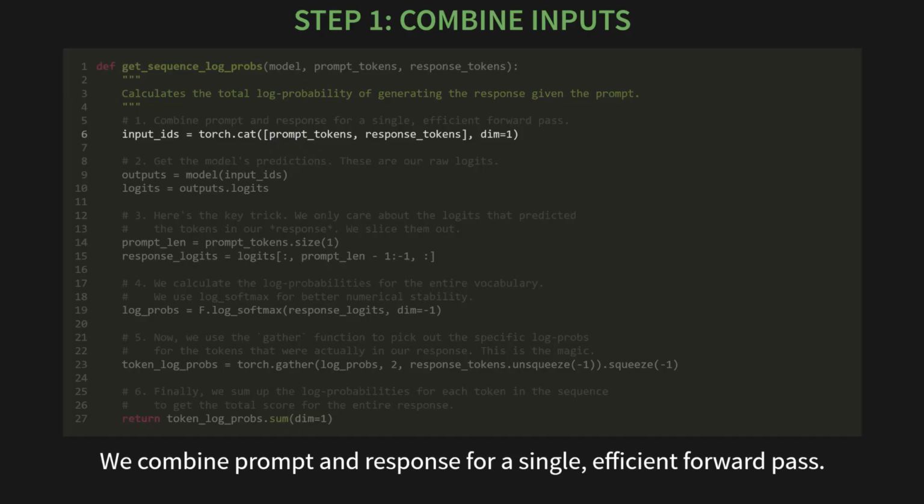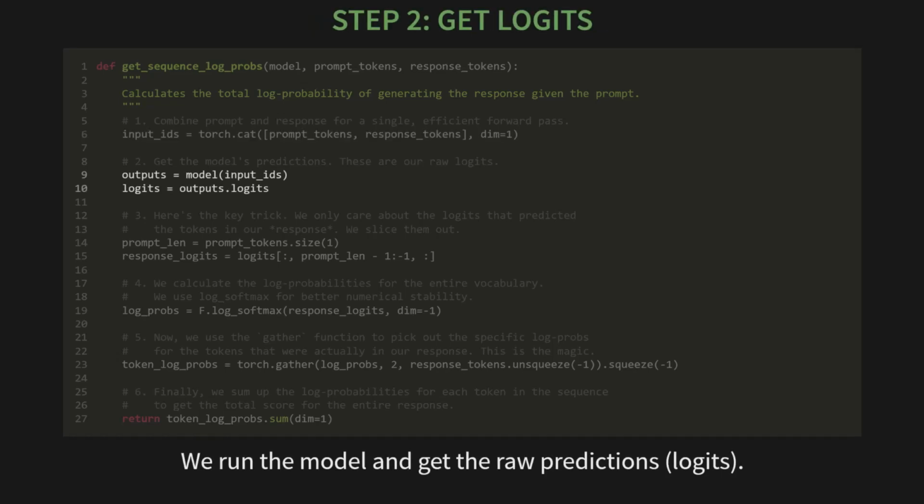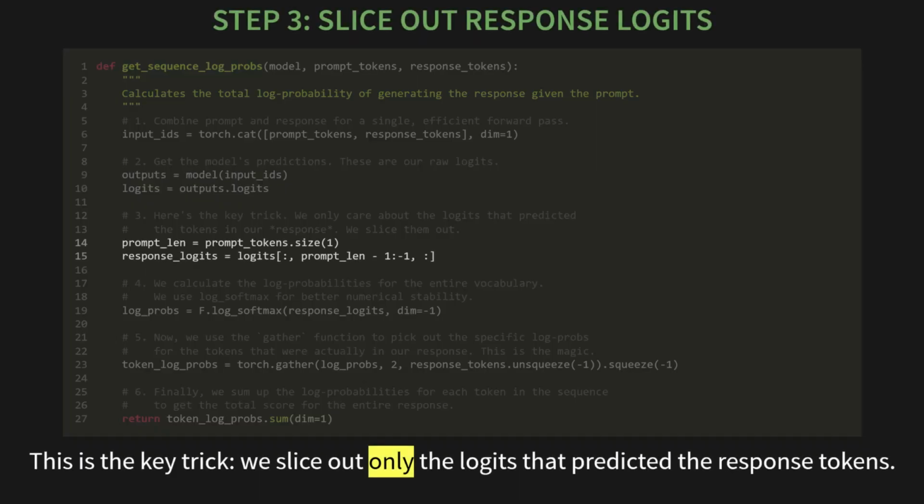This lets us do a single forward pass through the model, which saves a ton of computation. Step 2. Get logits. This part is simple. We just run our combined input IDs through the model and get our raw predictions, the logits. Easy enough. Step 3. Slice out response logits.